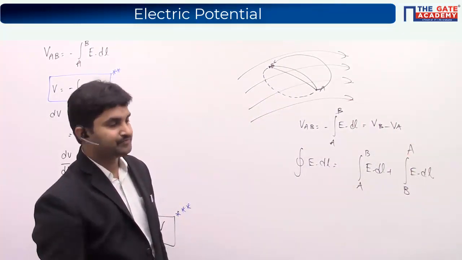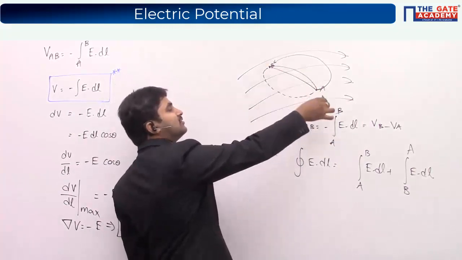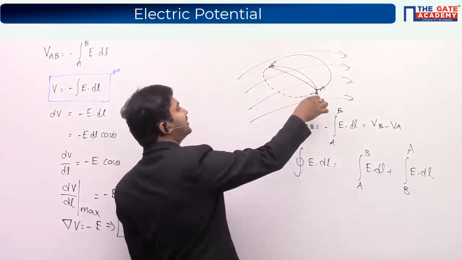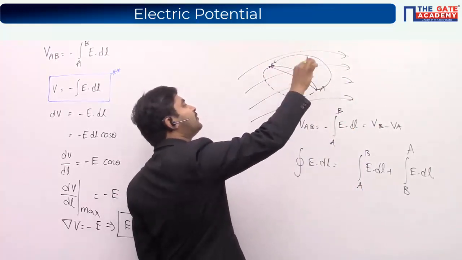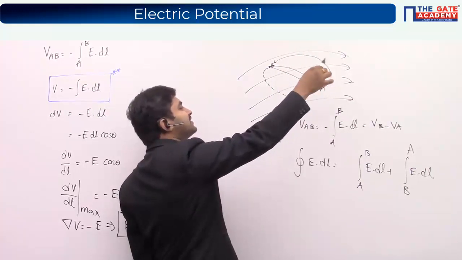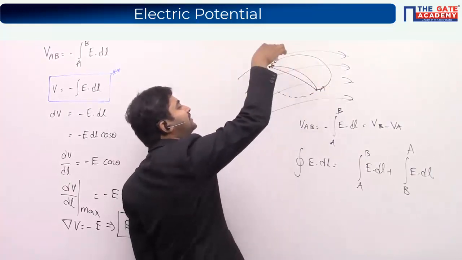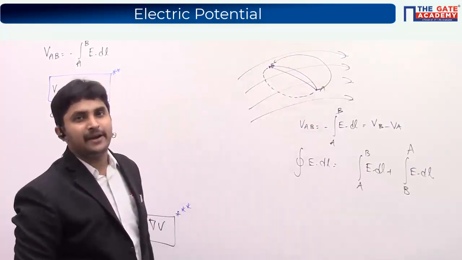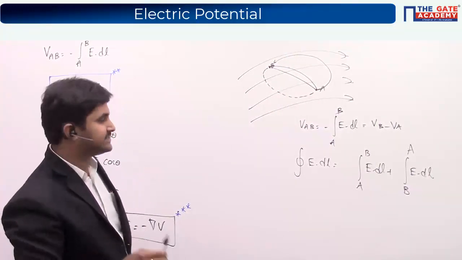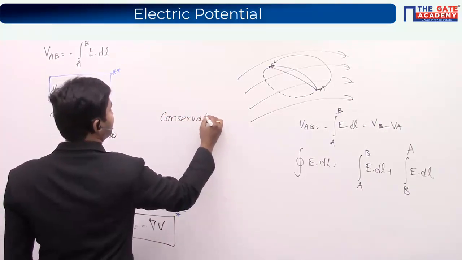Correct or not? Whatever work is done here, because potential is nothing but work done per unit charge, whatever work is done under the influence of this electric field, or against the influence of the electric field, is independent of the path followed. Such fields are what we call conservative fields.